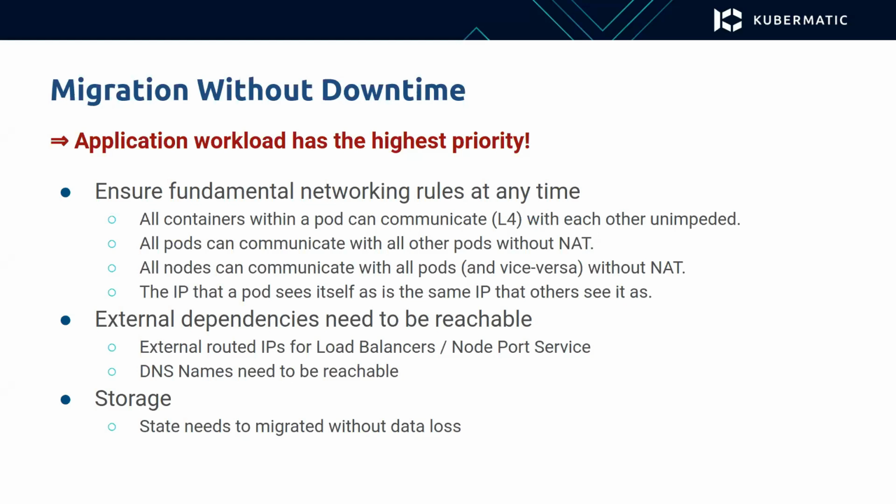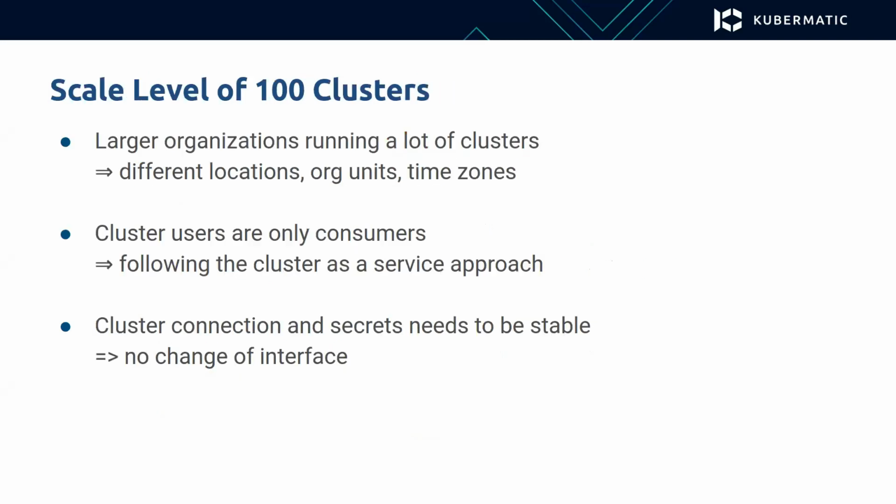Then we have some external dependencies that need to be reachable, right? We have external routed IPs for certain load balancers, node port services, all of that good stuff that is exposed out of the cluster and needs to be reachable during the whole migration. And DNS names need to be reachable, either inside of the cluster or outside, so all the endpoints with dedicated DNS names. And then storage state needs to be migrated without data loss across several cloud providers. That is a hard topic as well.